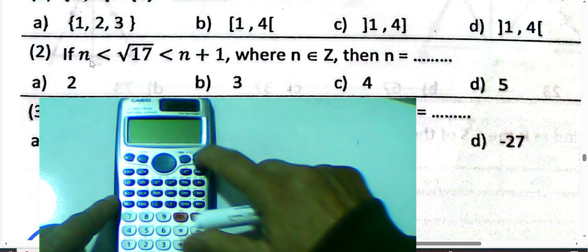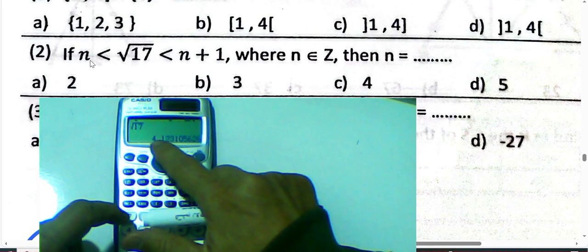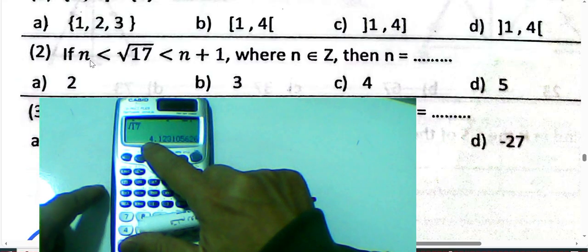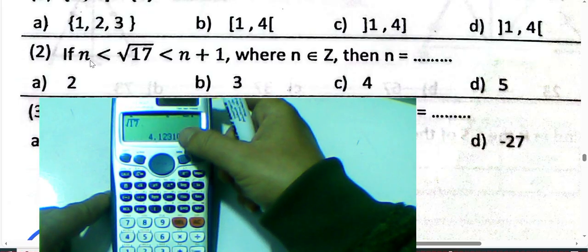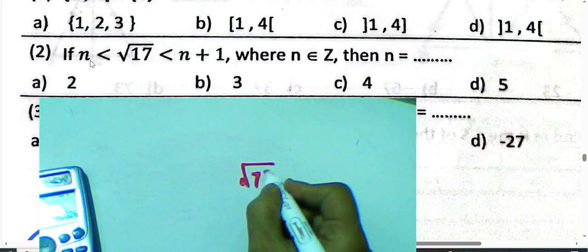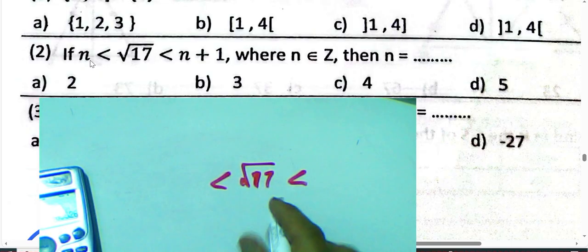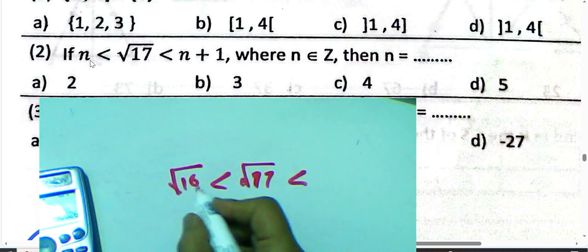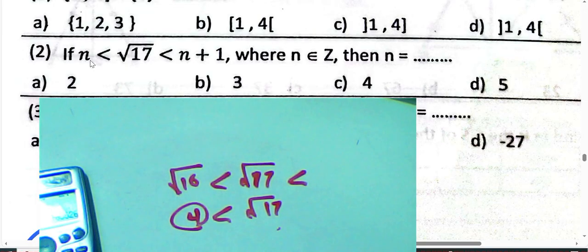Next question. We want to find the value of n. Right, the square root of 17 equals what? 4.1. Then n will be 4 because n is less than the square root. The integer less than 4.1 will be 4. You can solve this by this method or in your mind. We have here 17. The nearest perfect square below it is 16, because the square root of 16 equals 4. Then the square root of 17 is greater than 4. So n equals 4. The value of n equals 4.